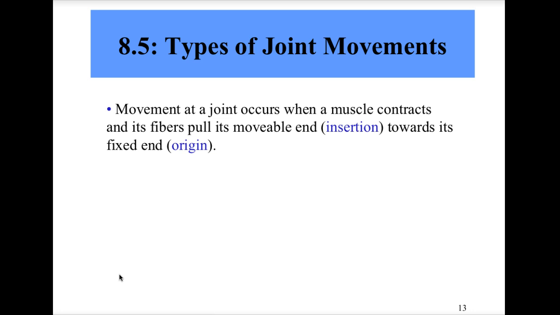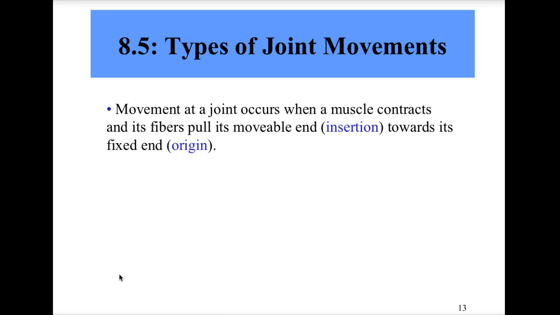So joint movements, section 8.5 of your textbook. Movement at a joint occurs when a muscle contracts and its fibers are going to pull its movable end, the end where you have the muscle insertion, towards its fixed end, which would be the origin. So the origin is the part of the muscle attached to the immovable bone, and the insertion is part of the muscle attached to the movable bone. When a muscle contracts across a joint, its insertion is pulled towards its origin.